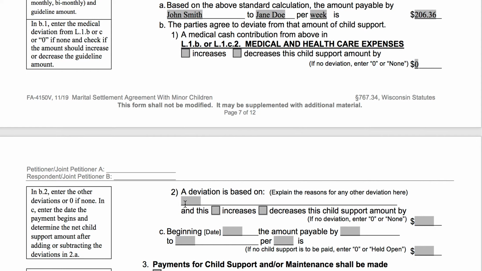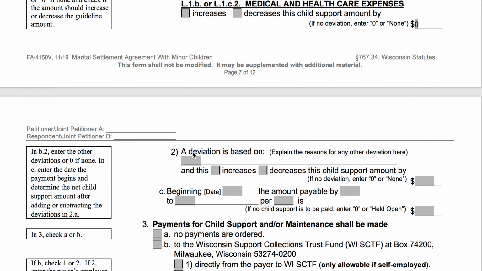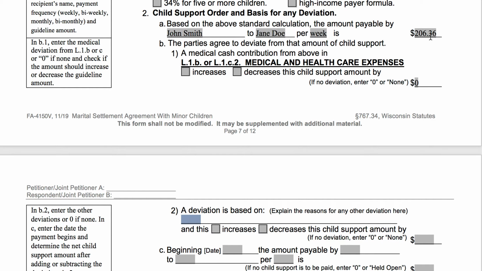So then this deviation line is basically, if you look at this number and you say, we love this number, this is what we want it to be, great. You can skip the deviation line here. You can just put 0 on that line and move on to C. If you look at this number and you say, uh-oh, that is not the number we want it to be, and it's not because of a cash contribution for health insurance, then you'll come here to a deviation based on. And you can put your reason for doing the deviation. Deviation is just fancy lawyer lingo for doing something different than this number.